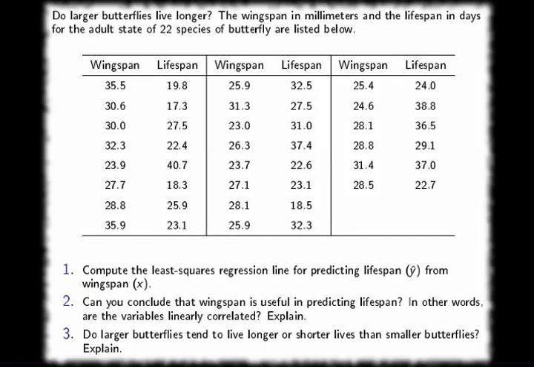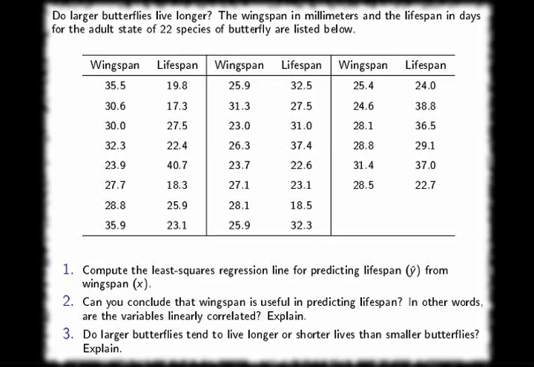Do larger butterflies live longer? The wingspan in millimeters and the lifespan in days for the adult state of 22 species of butterfly are listed below. Number 1, compute the least squares regression line for predicting lifespan, y hat, from wingspan, x.